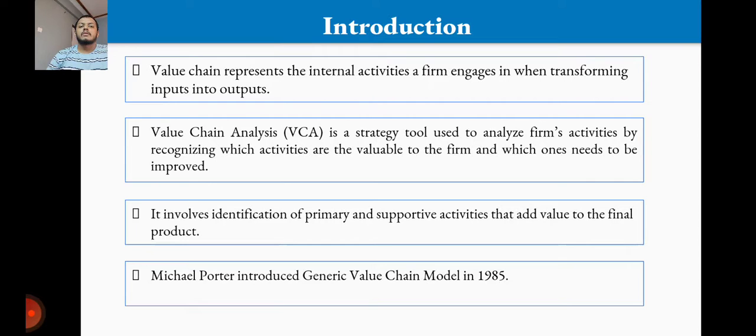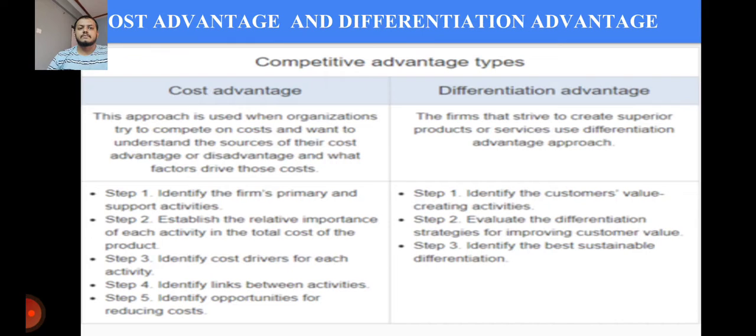Michael Porter introduced the generic value chain model in 1985. The cost advantage and differentiation advantage. Cost advantage: this approach is used when organizations try to compete on cost and want to understand the sources of their cost advantages or disadvantages and what factors drive those costs.